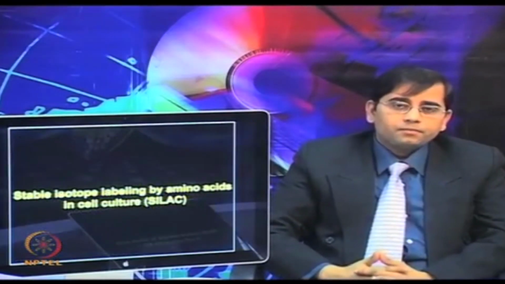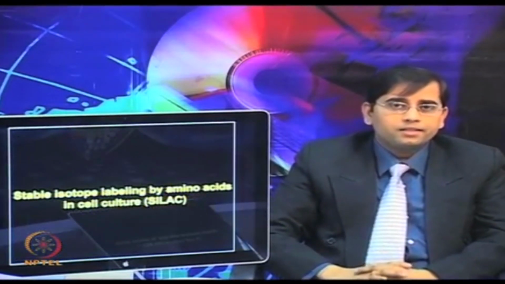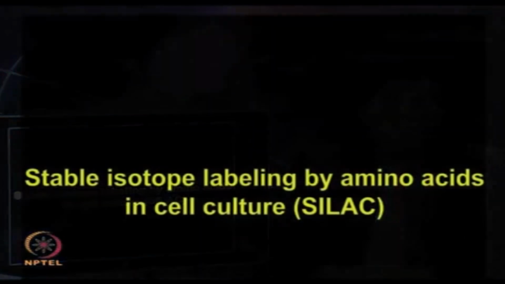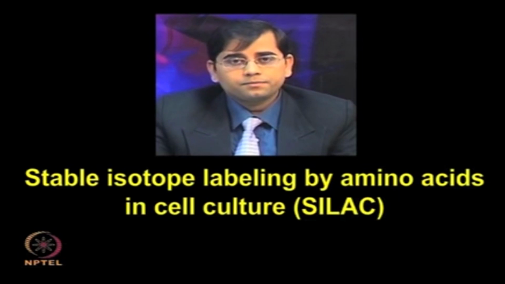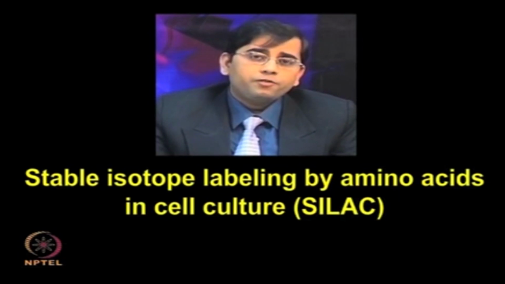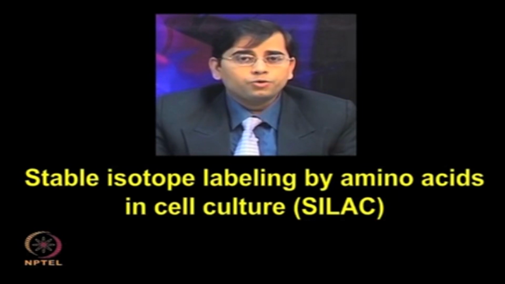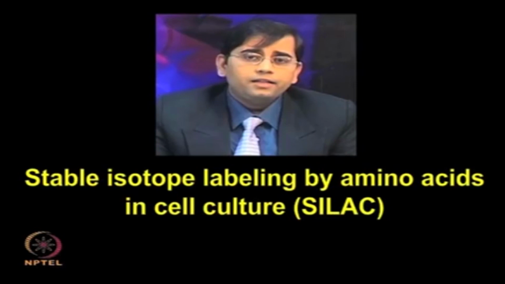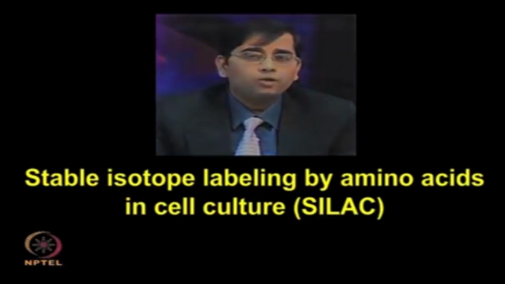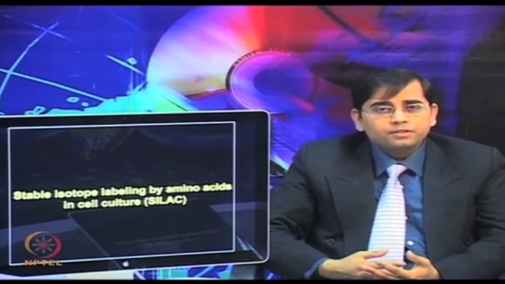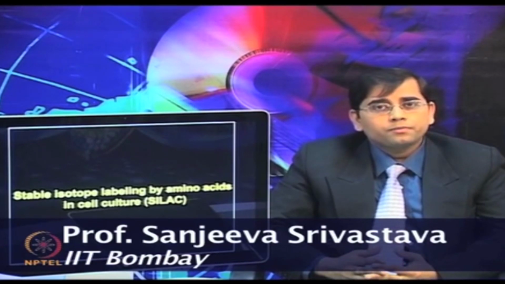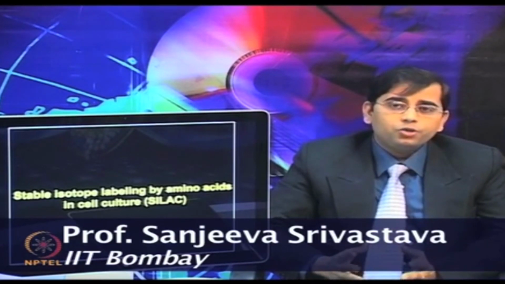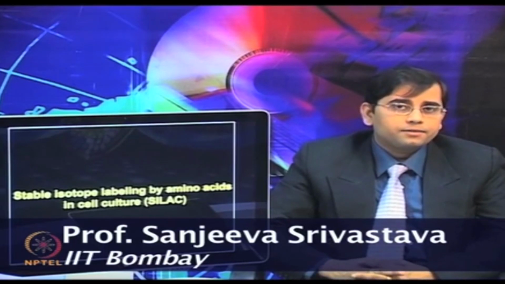After having discussed some of the less commonly used methods such as 15N media and CDIT, now let us discuss stable isotope labeling by amino acids in cell culture, SILAC. MS based quantitative proteomics is an increasingly popular approach to study changes in protein abundance in various biological samples. SILAC, which is a metabolic labeling strategy to encode the whole cellular proteome, is one of the very widely used methods for quantitative proteomics.